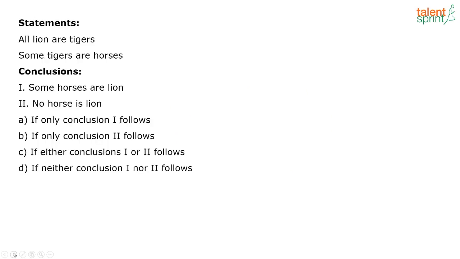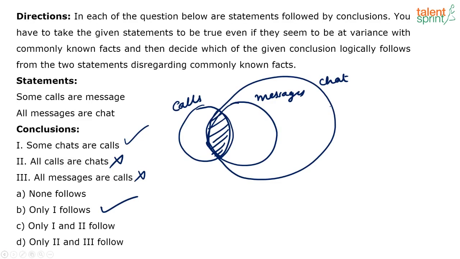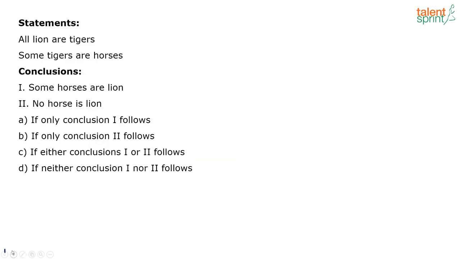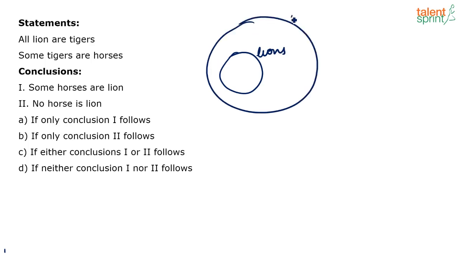Next question. I have not written the directions separately here. These are the same directions that you will have to use. The statements are given, the conclusions are given. Look at the statements and see which conclusion will follow. The statements: all lions are tigers, and some tigers are horses. So how will you represent that? All lions are tigers, and some tigers are horses. This is the basic diagram representation.